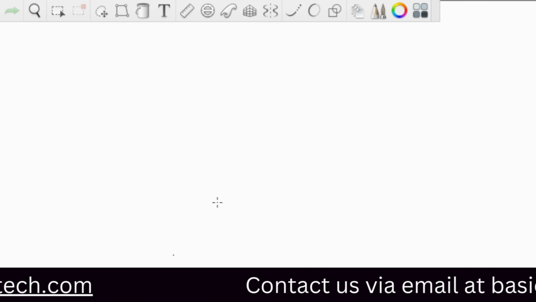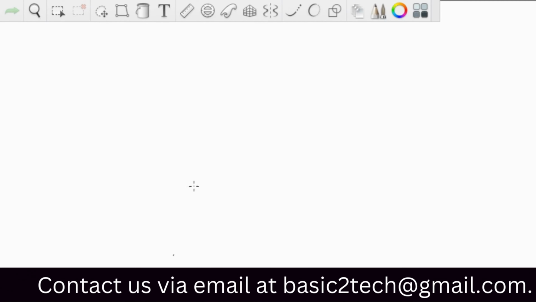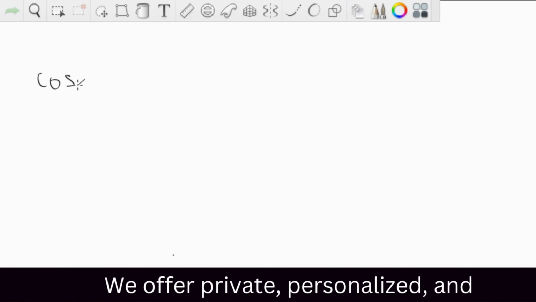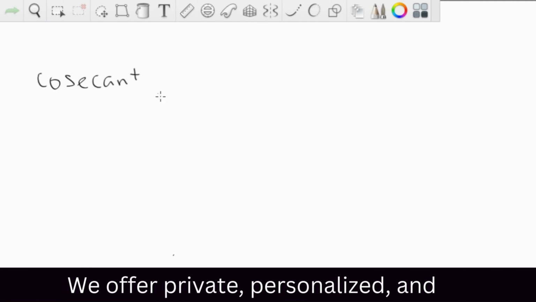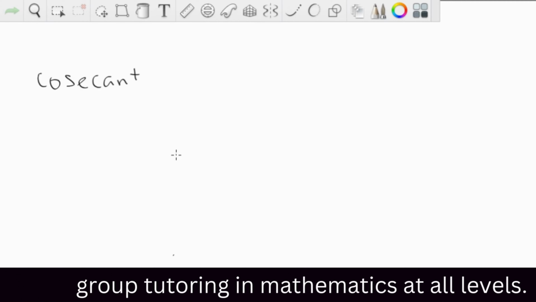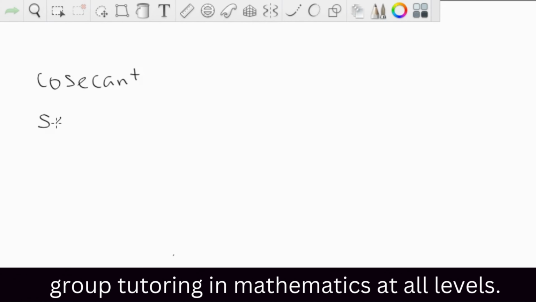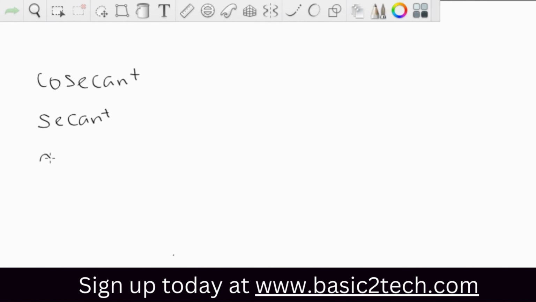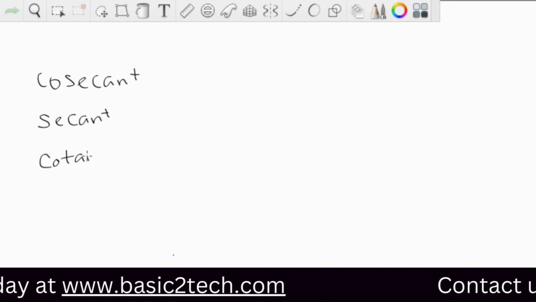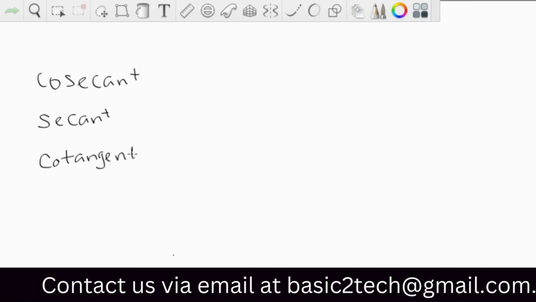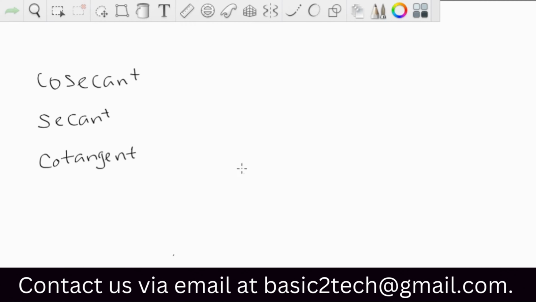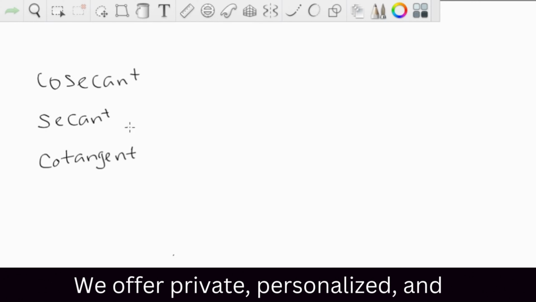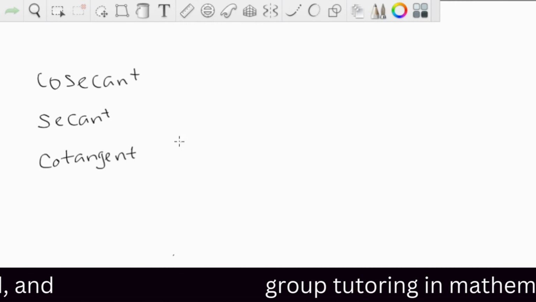Let's look at the other trig functions. We have the cosecant. We have the secant. And we have the cotangent. We can derive these trig functions using the basic functions.